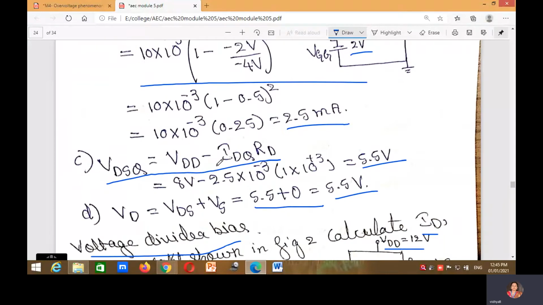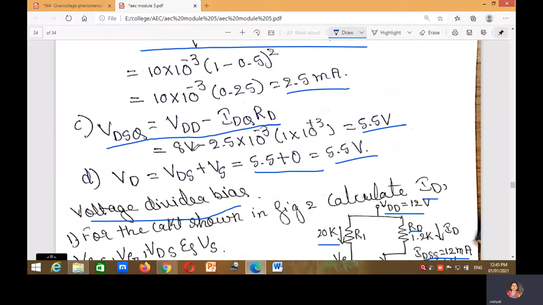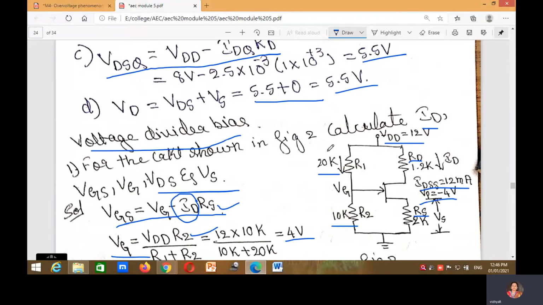VDSQ is equal to VDD minus IDQ into RD. That is, the VDD value is 8 volts, the IDQ value is 2.5 into 10 to the power of minus 3, and the RD value is 1 into 10 to the power of 3, so that is equal to 5.5 volts. VD is equal to VDS plus VS. The VDS value is 5.5 and the VS value is 0. You will get the VD value as 5.5 volts.